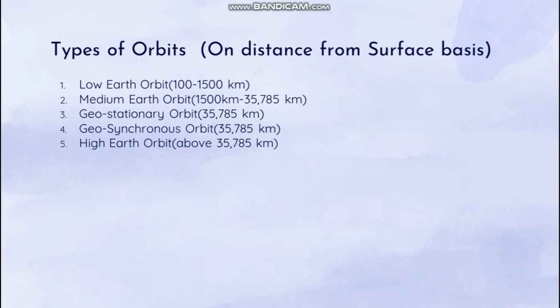After the height of 35,785 kilometers, the satellites reach a sweet spot. Here, the orbital speed matches the Earth's rotational speed. So, if the satellite is placed in the geostationary orbit, which is directly above the equator, a person can see that satellite at the same place at the same time every day.